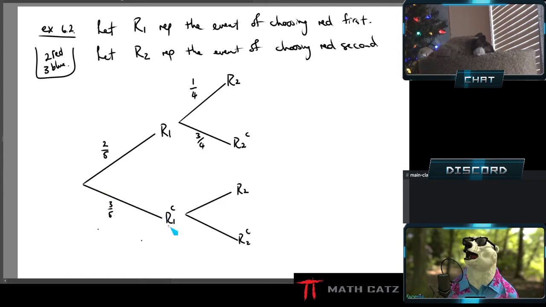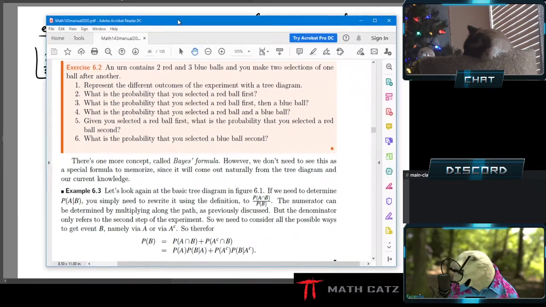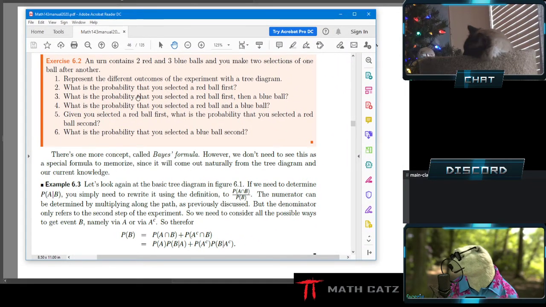Given I've taken the bottom step by selecting a blue ball, I have 2 and 2. So it's 2 out of 4, 2 out of 4. I don't want to simplify these fractions or do anything with them. I just want to fill them in as is. Now I have my scenarios mapped out. Anything that could happen: red red, red blue, blue red, blue blue. Nothing else can happen. It's explaining the experiment completely. And I can now use this to answer literally any probability question about this experiment.